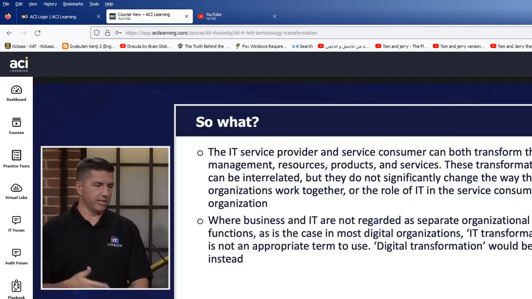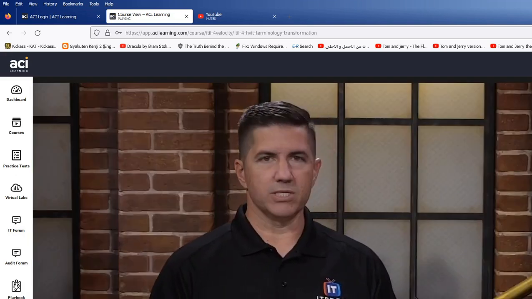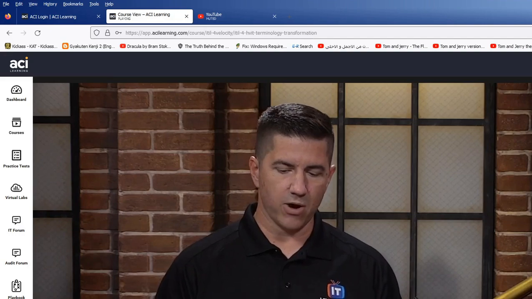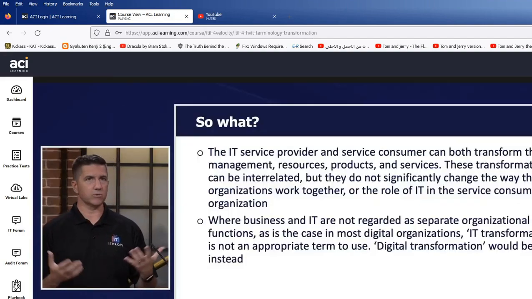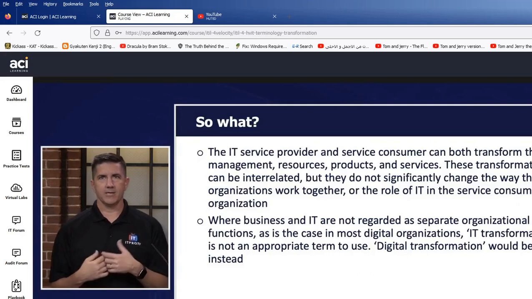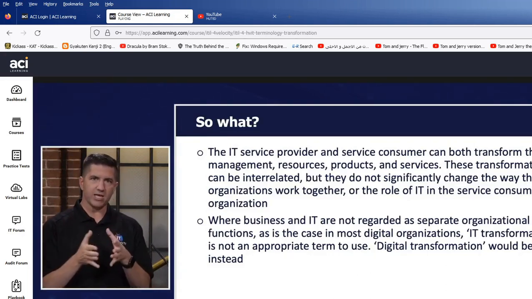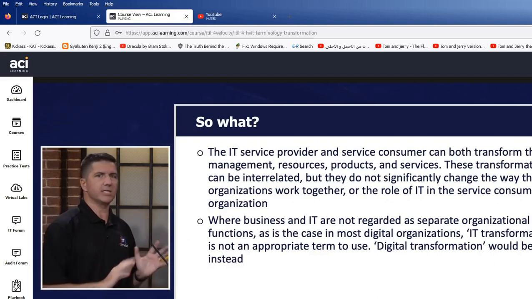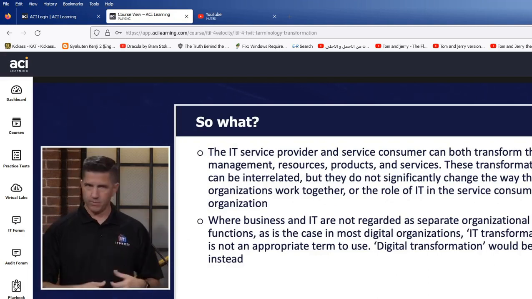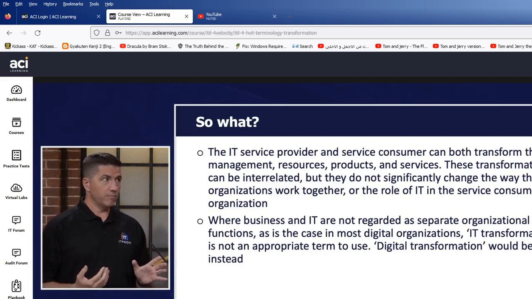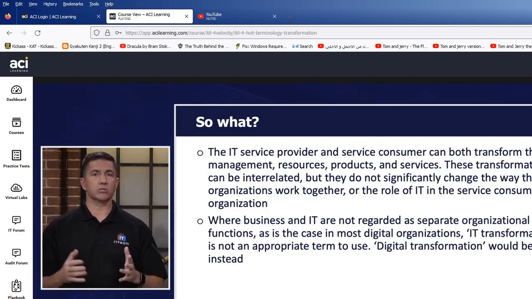Okay, so like I said, part of it is the fact that when you have separate entities, they want to be able to delineate between the two. But they also understand that where business and IT are not regarded as separate organizational units or functions, IT transformation isn't really the appropriate term because it focuses everything on the IT department. If we just fix everything in the IT department, or update our IT department, that makes us a digital organization. And ITIL says, au contraire, mon frère. That's not true, because there's so much more to it in digital transformation.